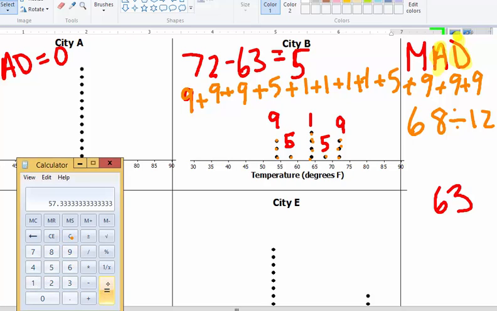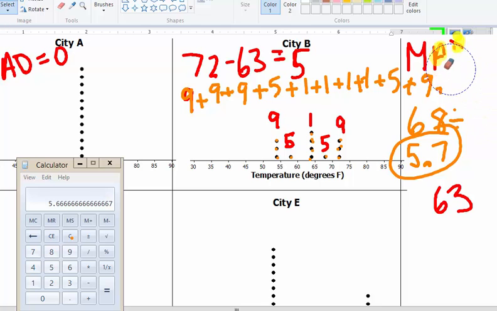68 divided by 12 will give me, oops, I know my answer should be much smaller, so I'm just going to check because I think there was an error there. So I'm going to do 68 divided by 12 equals 5.67. So I'm rounding, so 5.7. That means my average temperature is 5.7 degrees away.